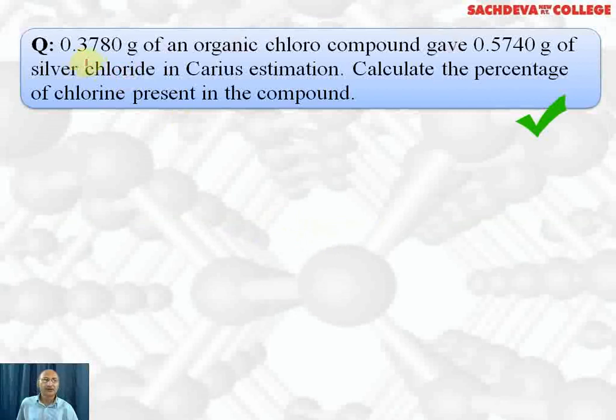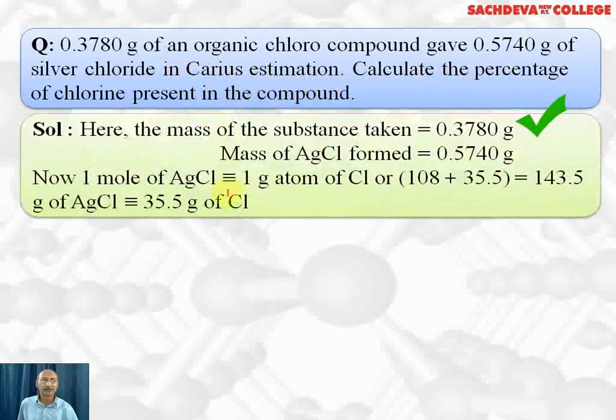Next question: 0.3780 gram of organic chloro compound gave 0.5740 gram of silver chloride in Carius estimation. Calculate the percentage of chlorine present in the compound. Let mass of substance taken, that is organic compound taken, is 0.3780 gram. Mass of silver chloride formed is 0.5740 gram.